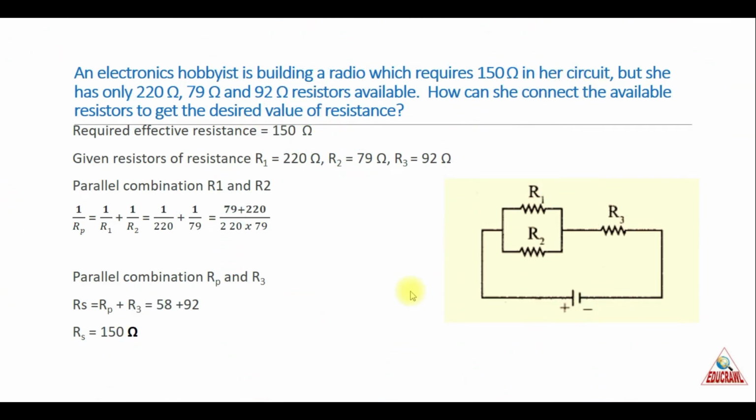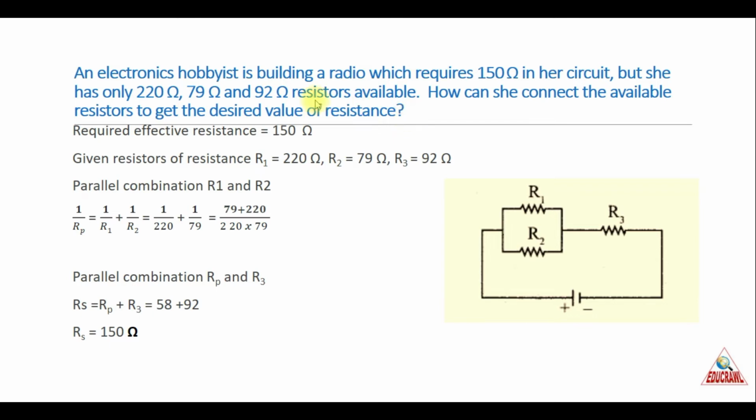The next problem. An electronics hobbyist is building a radio which requires 150 ohm in her circuit, but she has only a 220 ohm resistor, a 279 ohm resistor and a 92 ohm resistor available in her home. How can she connect the available resistors to get the desired value of resistance?